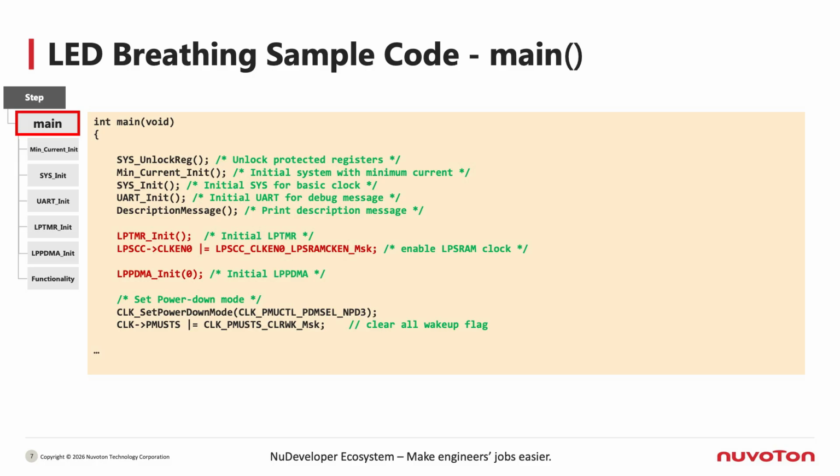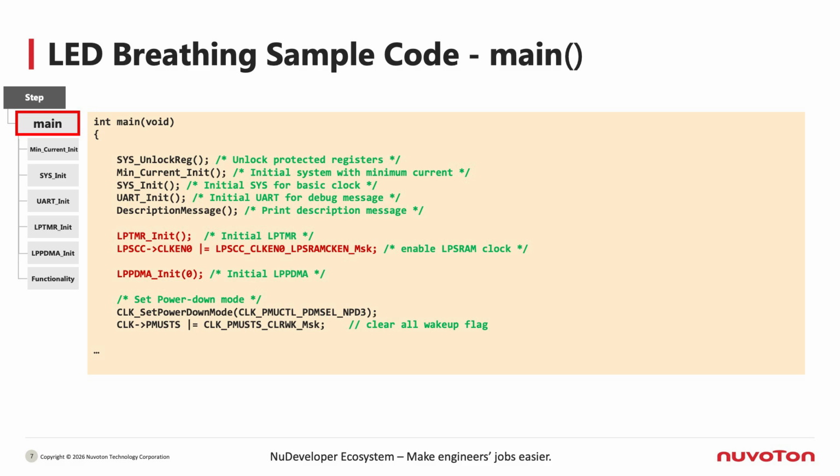Next, let's take a look at the program itself. Starting from the main function, you can see the overall structure of the code. In this low-power timer PWM example, the actual features we use are quite limited. The key components are the low-power timer, its PWM functionality, and the low-power PDMA. These modules work together to achieve automatic control while the system stays in low-power mode.